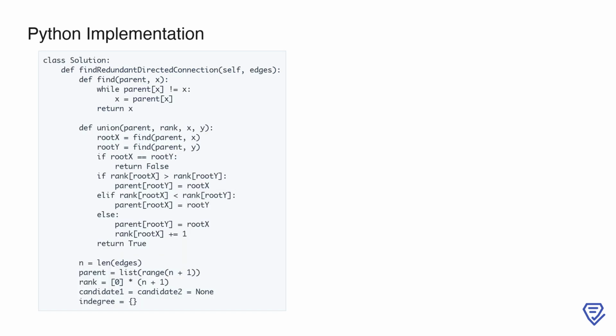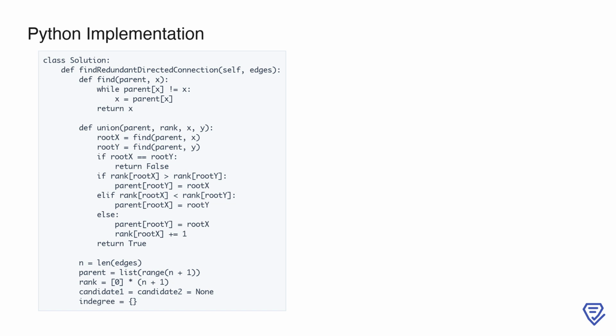Here, we start implementing the solution in Python. First, we define a class called Solution with a method findRedundantDirectedConnection that takes a list of edges as input. Within this method, we define a helper function find, which is used to locate the root of a node in the union find structure. This function follows the parent pointers recursively until it reaches the root node. Next, we define another helper function union, which merges two sets in the union find structure. The union function checks the roots of both nodes and attaches the smaller rank tree under the larger rank tree to keep the structure balanced. If the ranks are equal, we increment the rank of the new root.